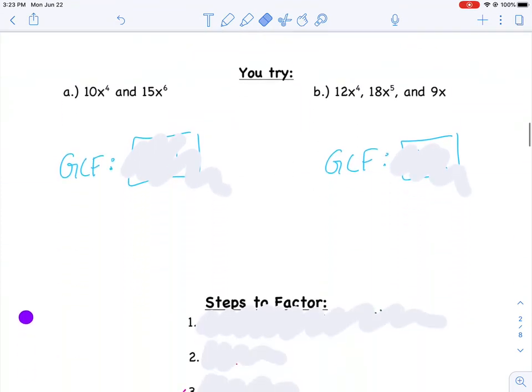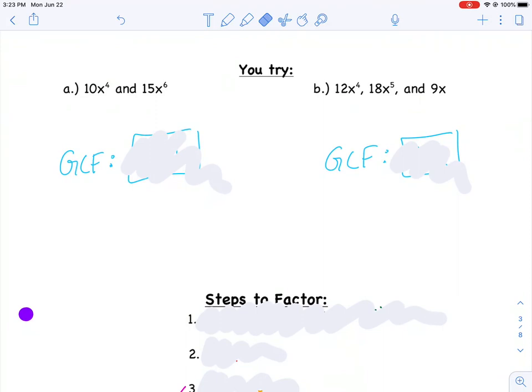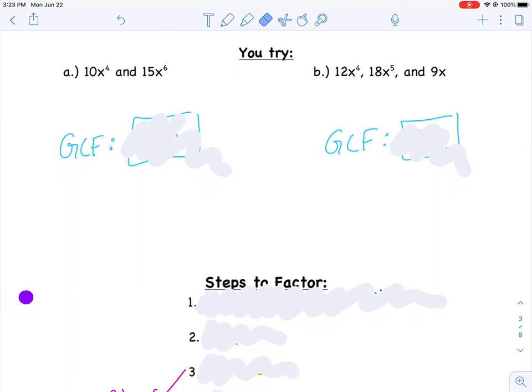What I would like you to do is pause the video and try these two for me before moving on. We're going to add to factoring a little bit, but try these two real quick, okay?